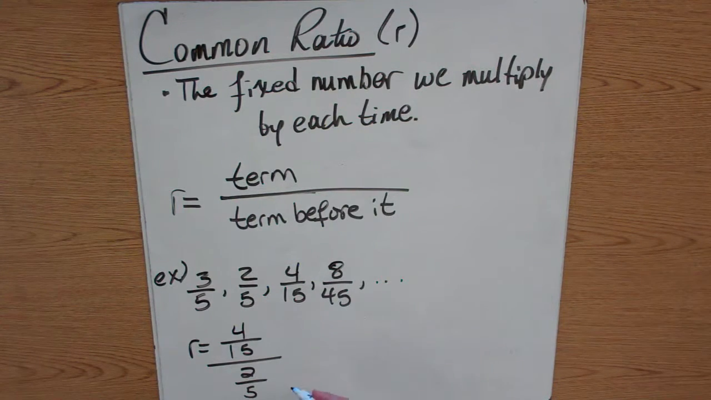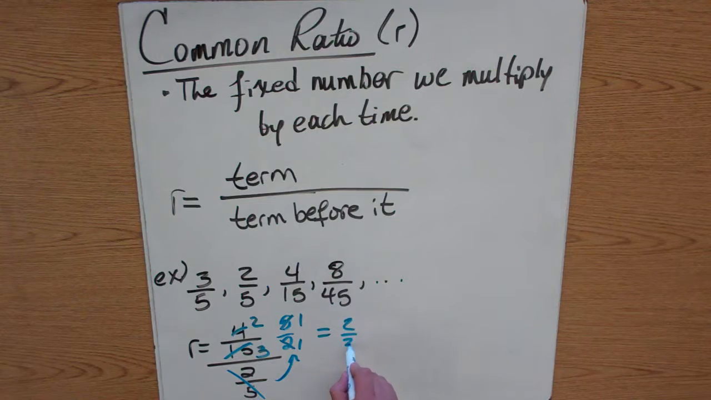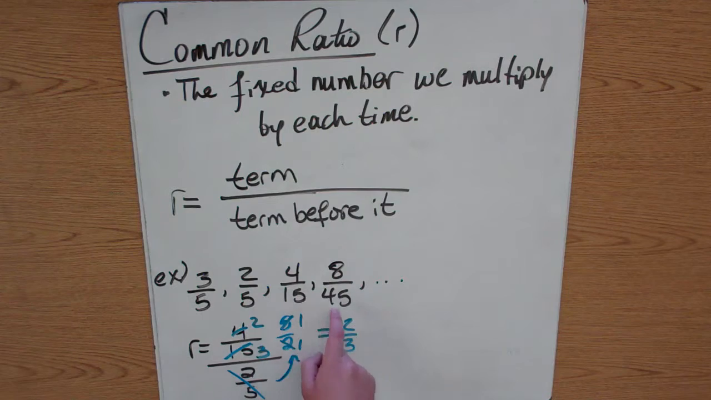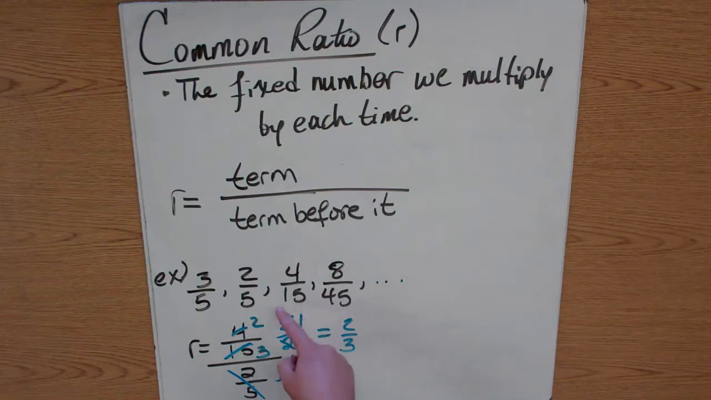Dividing by a fraction, you can take the fraction and flip it over. So 2/5 becomes 5/2. That 5 goes into the 15 three times, and the 2 goes into the 4 twice. So 2/3 is what we're multiplying by each time to get the next term. And that's what you would do to the 8/45. You'd multiply it by 2/3 and you'd get your next term. So for the common ratio, you pick a term and divide it by the term before it.